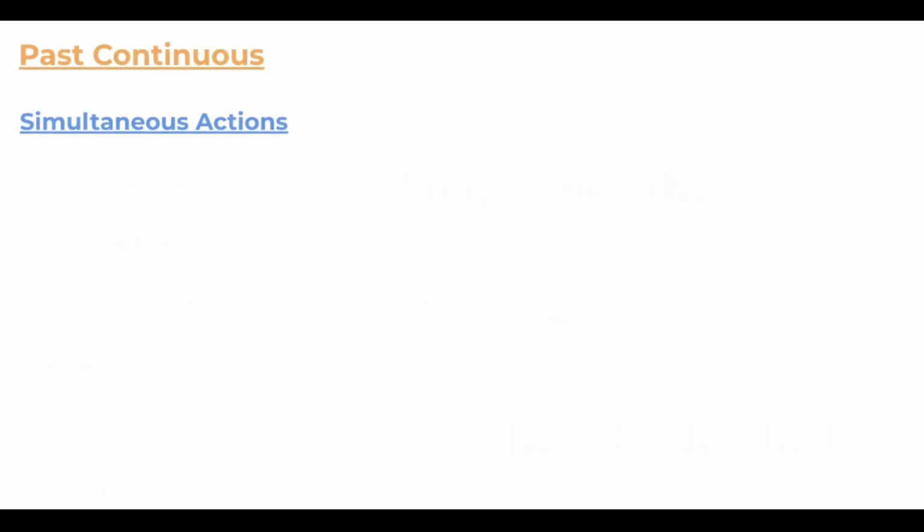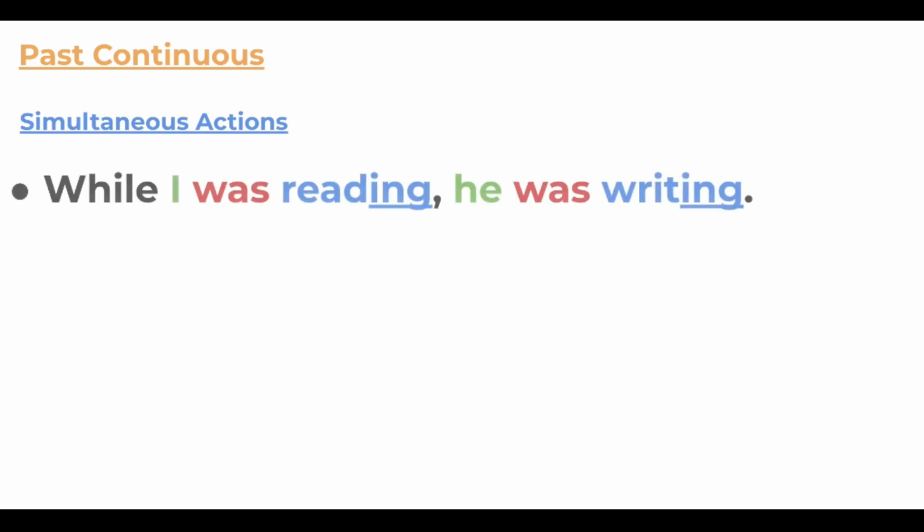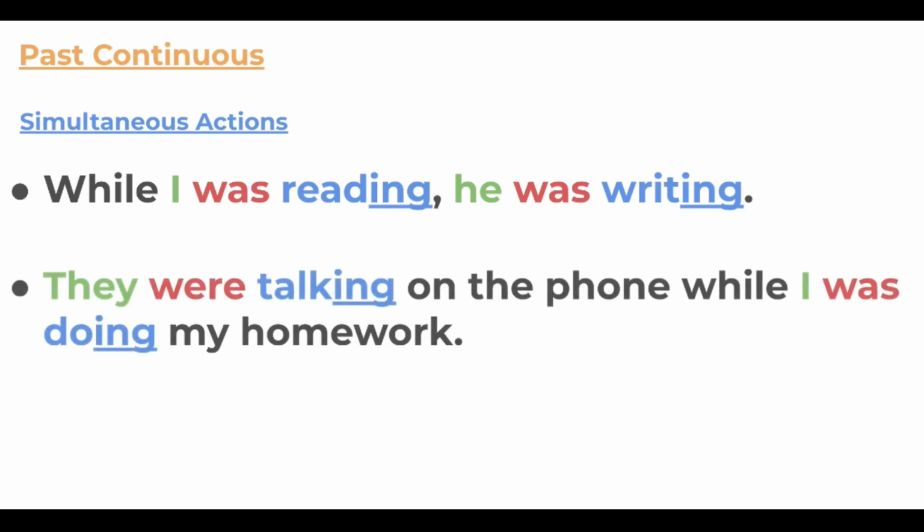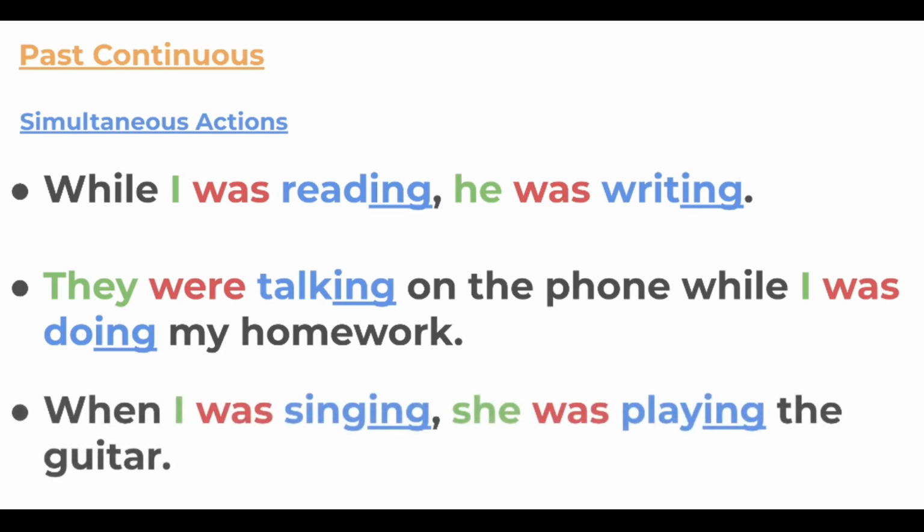And we've touched upon this, simultaneous actions. So yes, this is different from interrupted. This was at the same time, almost running parallel, if you like. While I was reading, he was writing. They were talking on the phone while I was doing my homework. So you can see this word while is very useful for simultaneous actions. You can also use meanwhile as well. When I was singing, she was playing the guitar. Okay, so two things at once then.